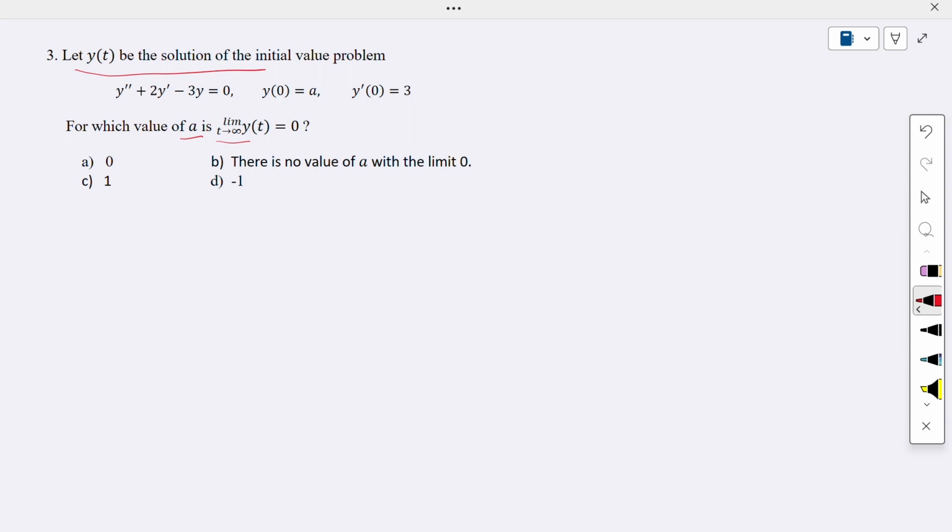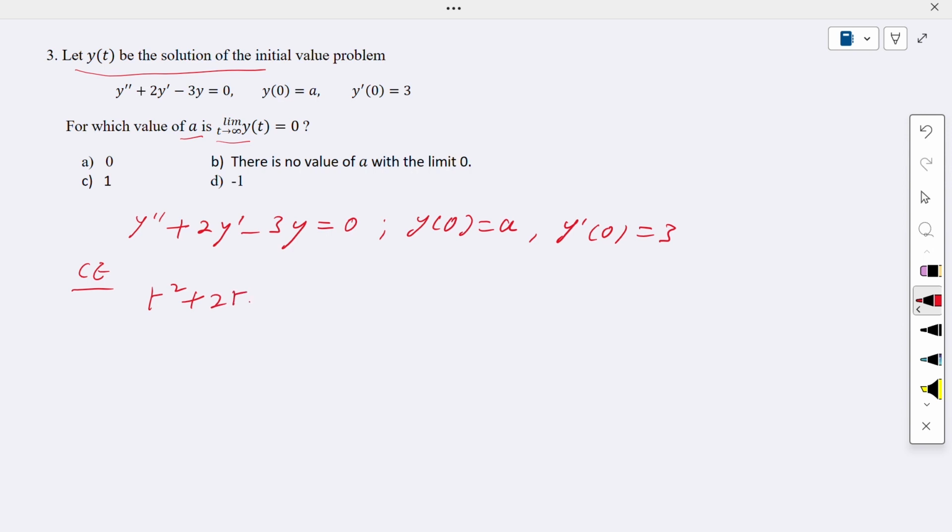So this is just a characteristic equation. Okay, so we can rewrite this. We have y'' + 2y' - 3y = 0. And we have our initial conditions: y(0) = a and y'(0) = 3. So we convert this into a characteristic equation: r² + 2r - 3 = 0.